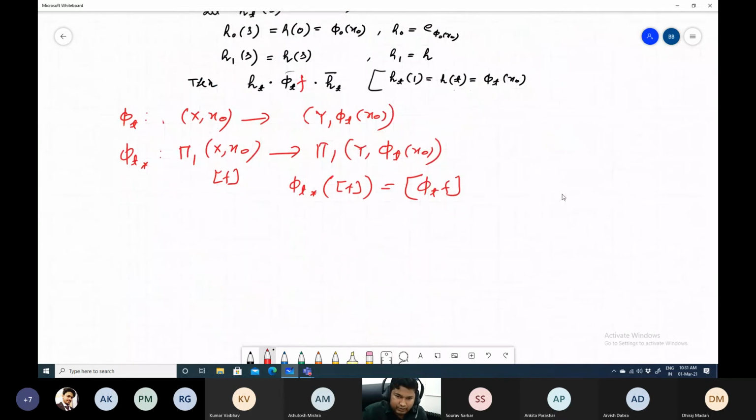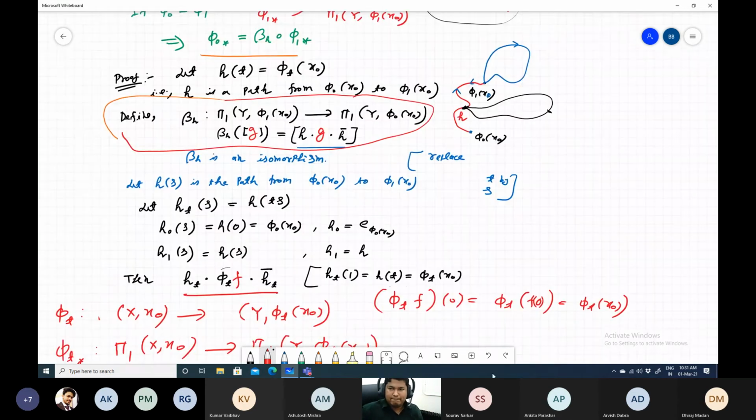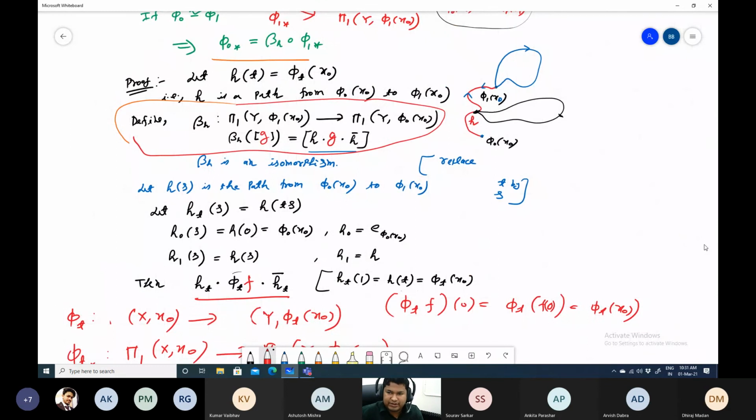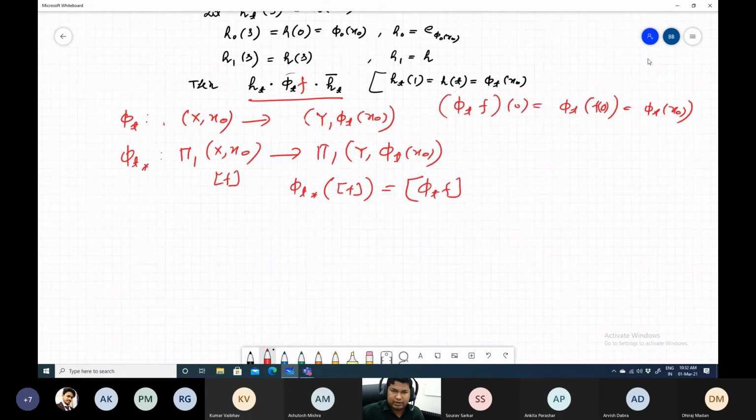Okay. Now this is well defined. Now phi t f of 0 is equal to phi t f of 0. So that is phi t x0. So what we are doing here? So right, this is my situation. So we can draw the figure again.